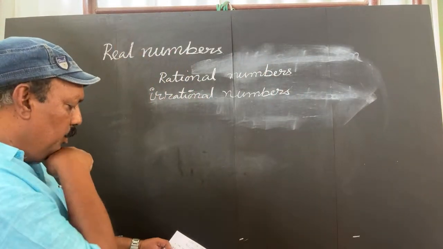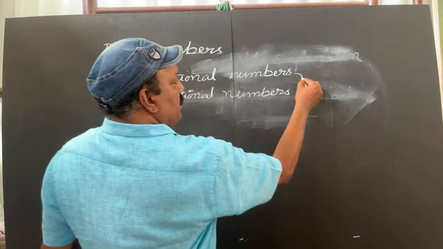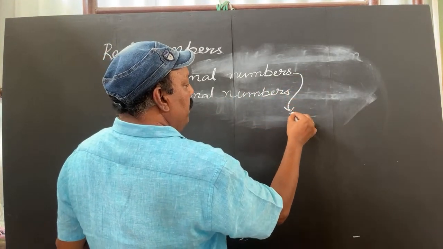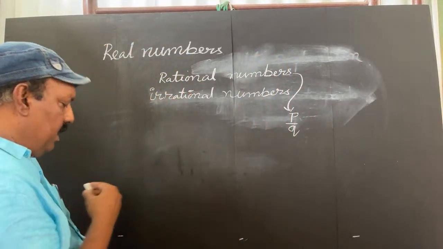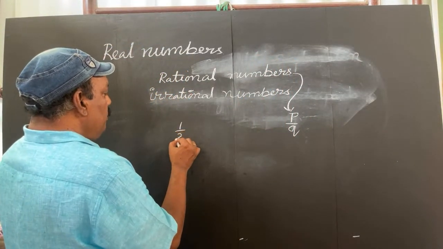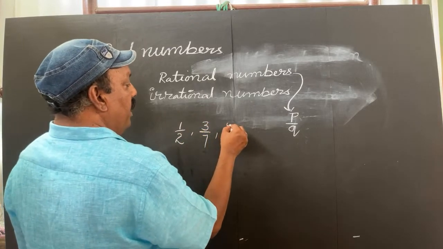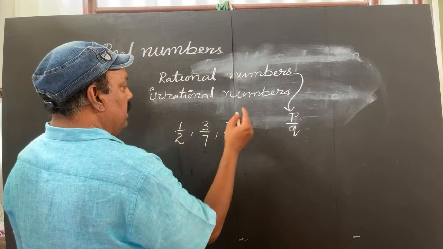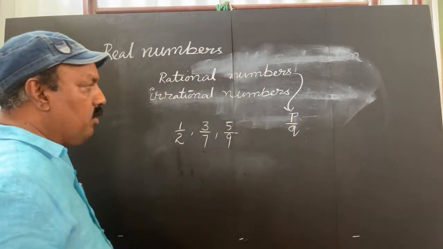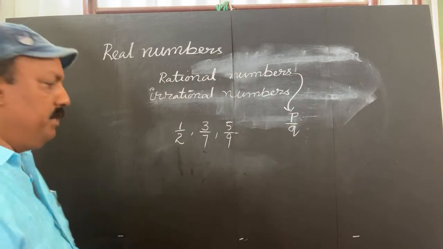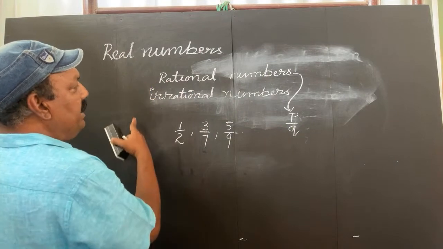And you may get confusion. What does a rational number mean? A rational number is nothing but a number which is in P by Q form. P by Q form means, for example, 1 by 2, 3 by 7, 5 by 9, like this, etc. Those numbers which are in P by Q form, we are going to consider as rational numbers. I think you got the clarity about rational numbers.